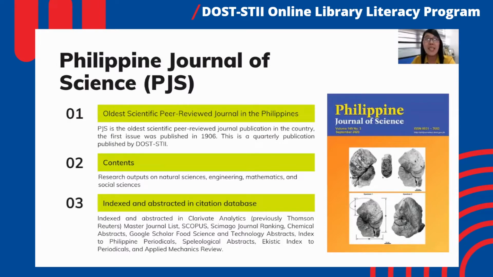So what can you see inside PJS? If you are looking for research outputs on natural sciences, engineering, mathematics, and social sciences, you can refer to the Philippine Journal of Science. So for those of you who are looking for related studies on natural sciences, engineering, mathematics, and social sciences, PJS is the one for you.